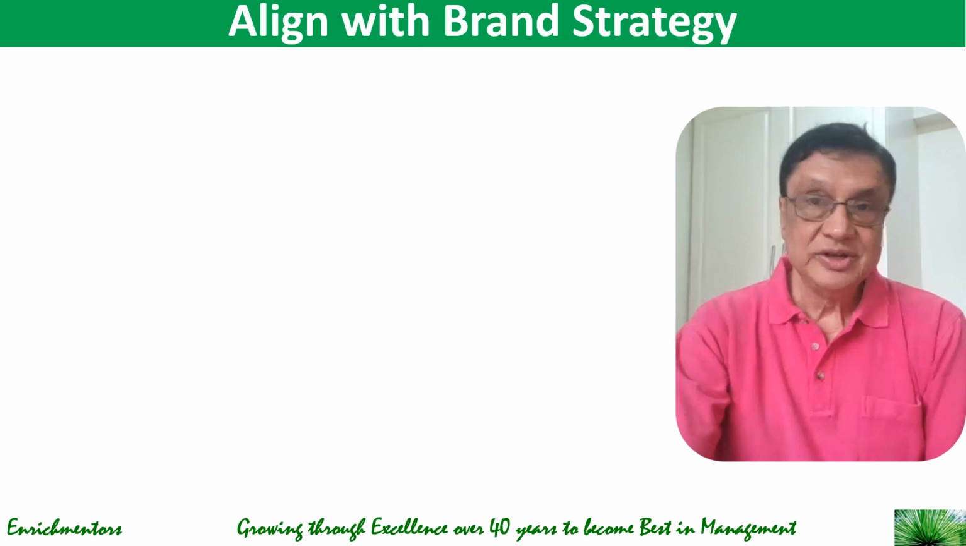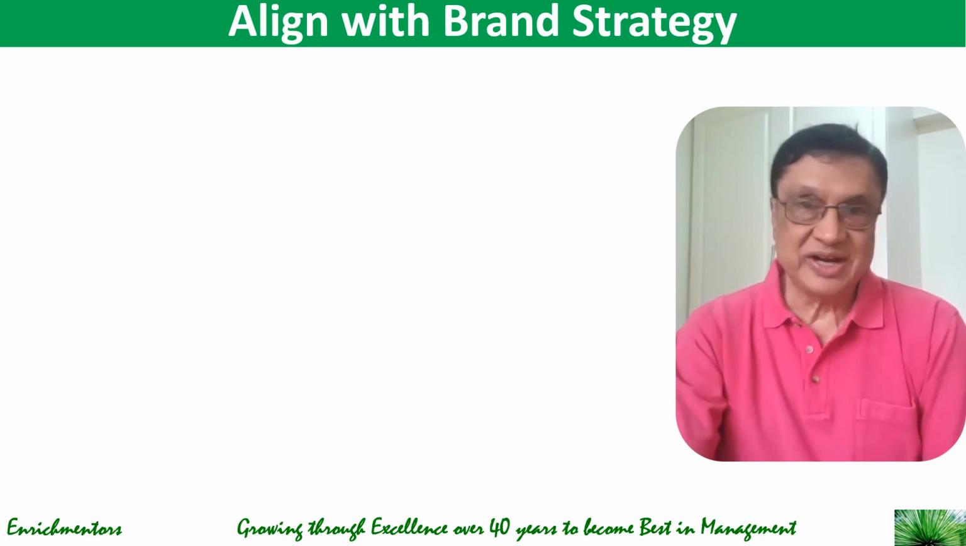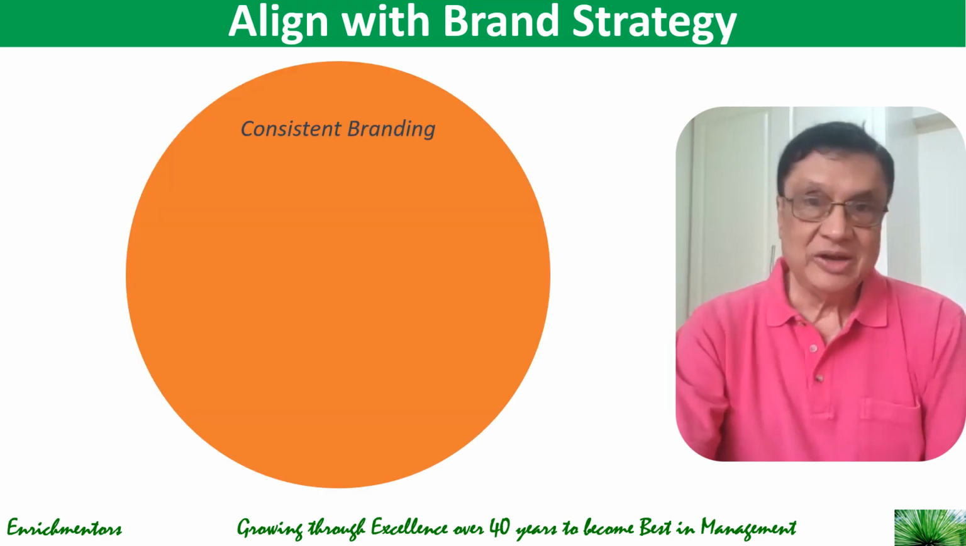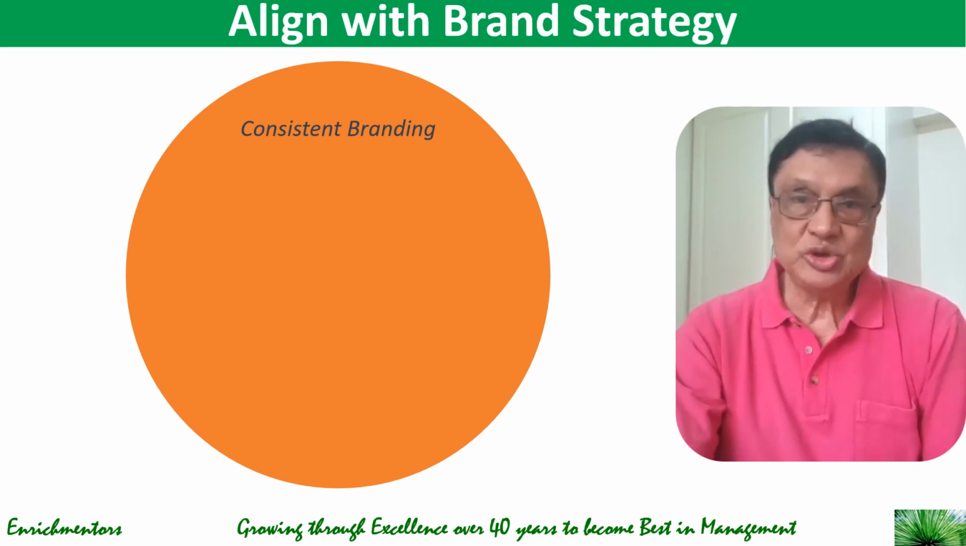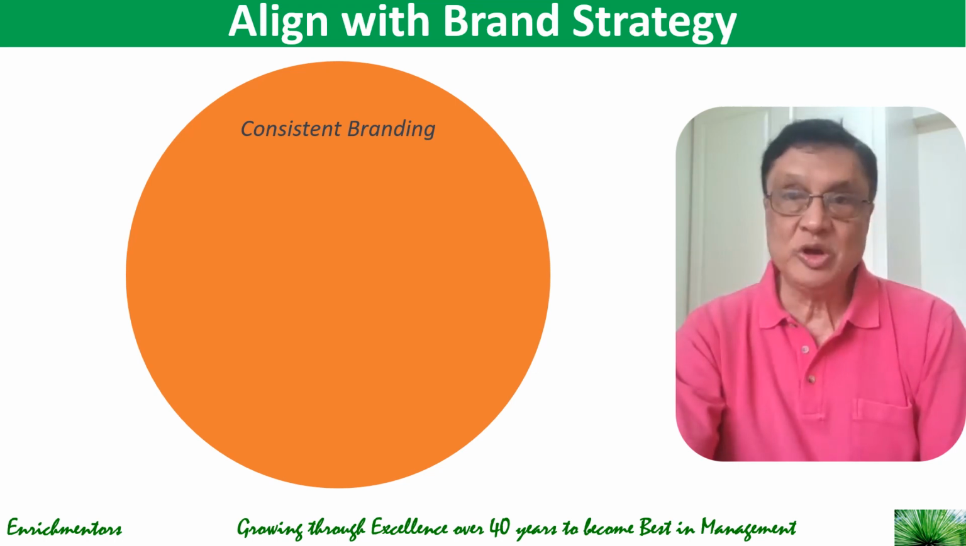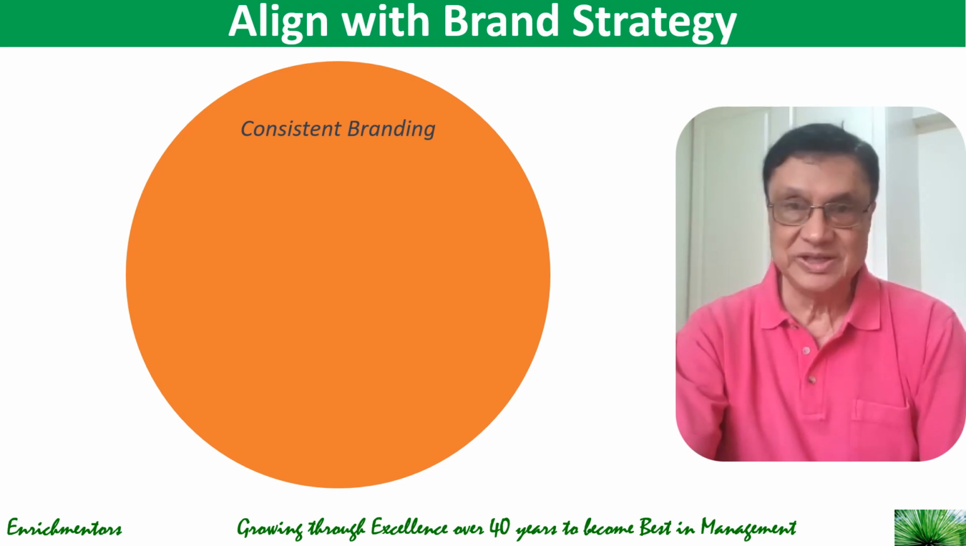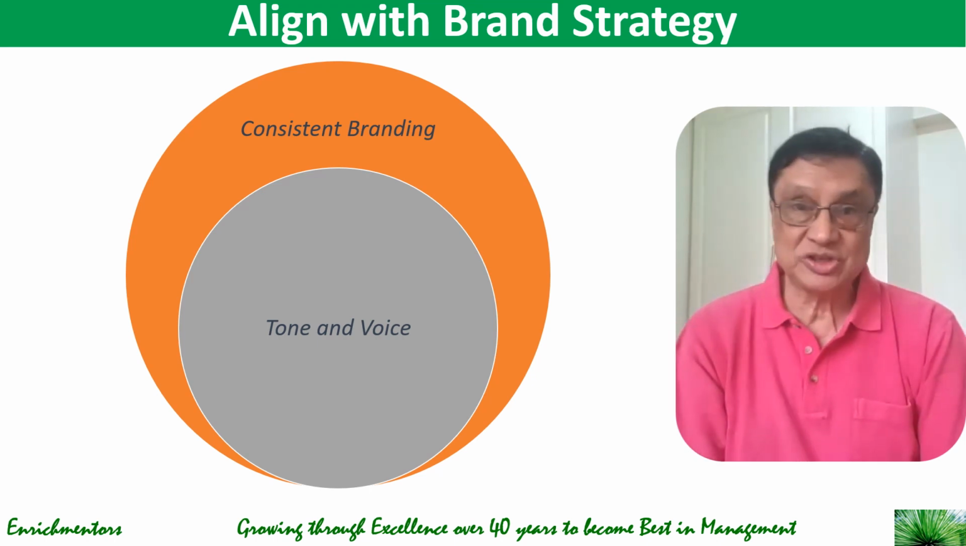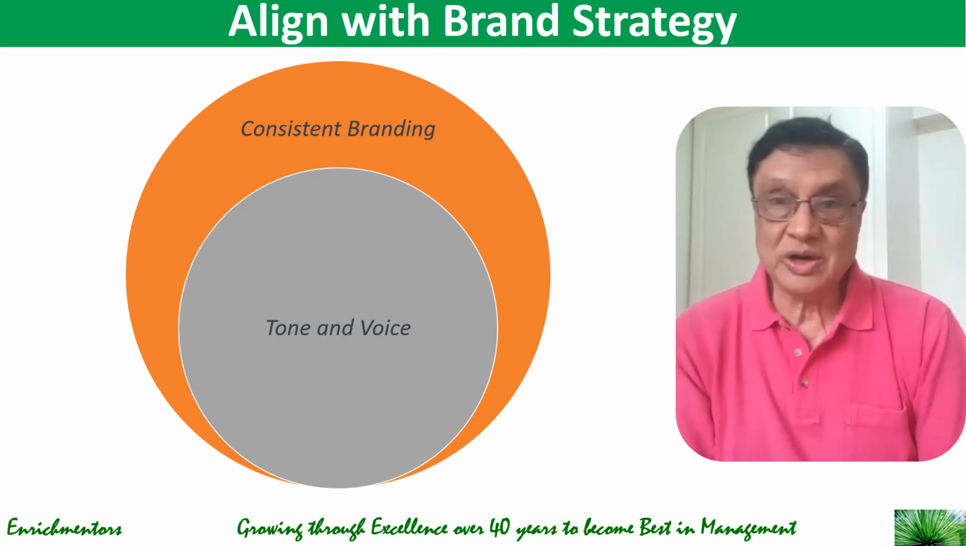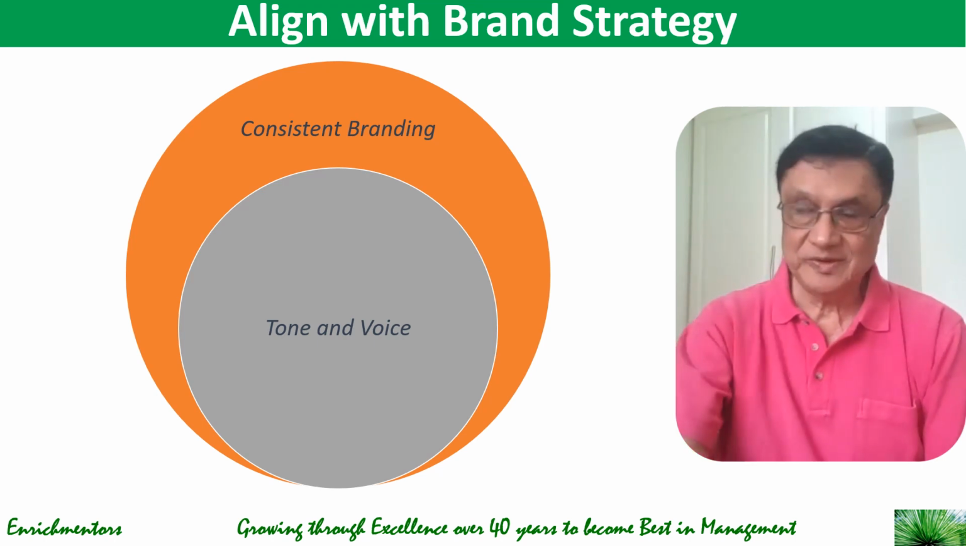Great. So the next step would be to align your brand strategy, right? And there are two things. One is to do consistent branding. You need to ensure that your content aligns with your overall brand strategy and maintains consistent branding elements. So it needs to be in line with the overall branding. You need to understand that and ensure that what you do is consistent. The second thing is, even within the consistent branding, you need to look at your tone and voice. You need to match the tone and voice of your short-lived content with your brand personality, right?